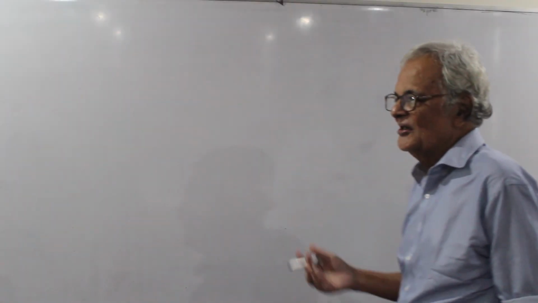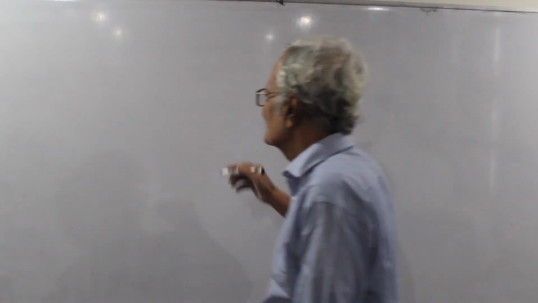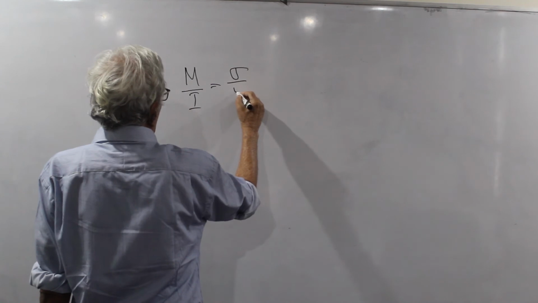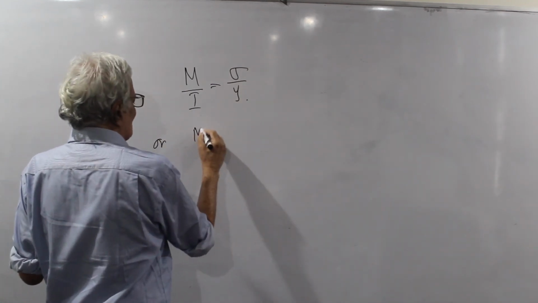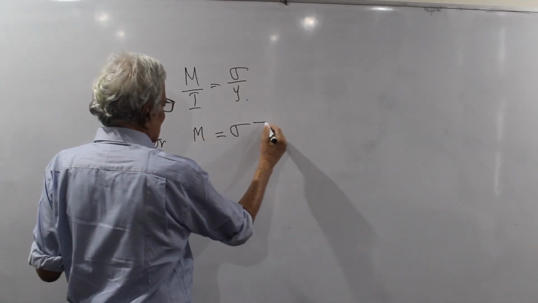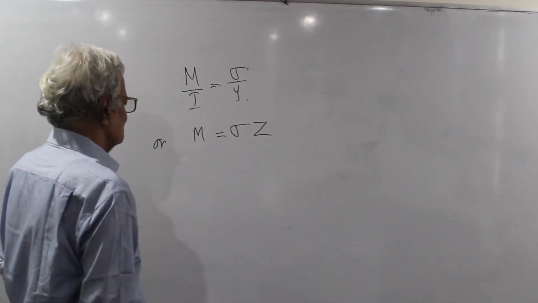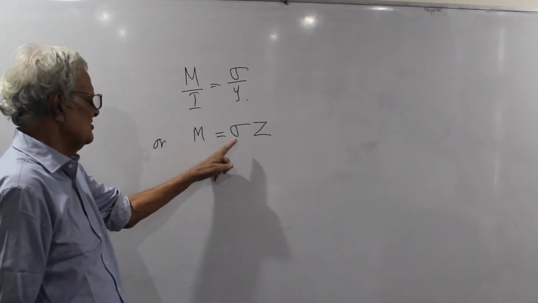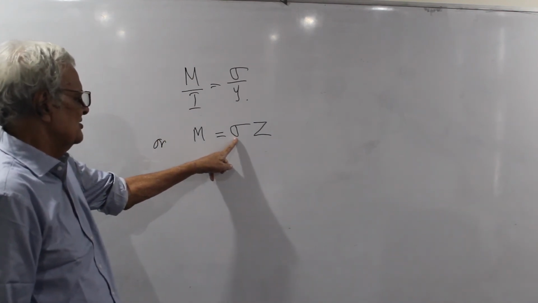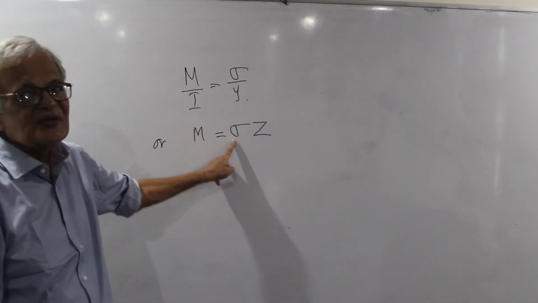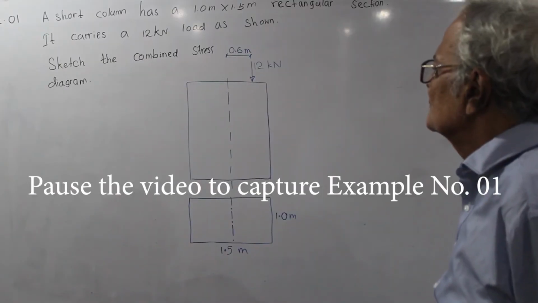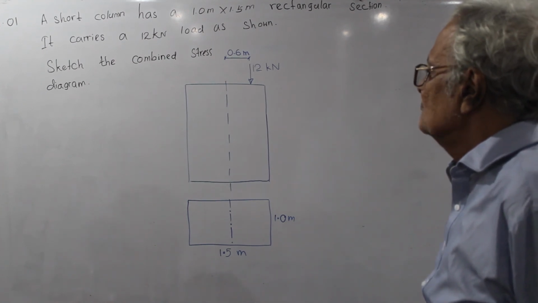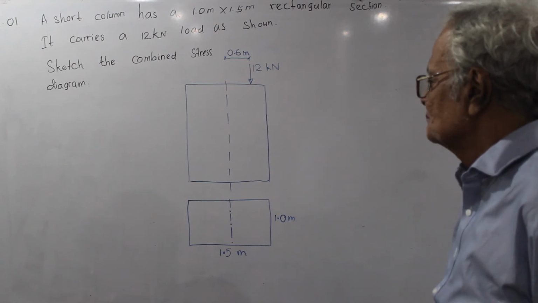The bending formula can be written as M over I equals sigma over y, or M equals sigma Z. However, when using M equals sigma Z, we must know that sigma is the maximum value of the bending stress. We have to draw the combined stress diagram.